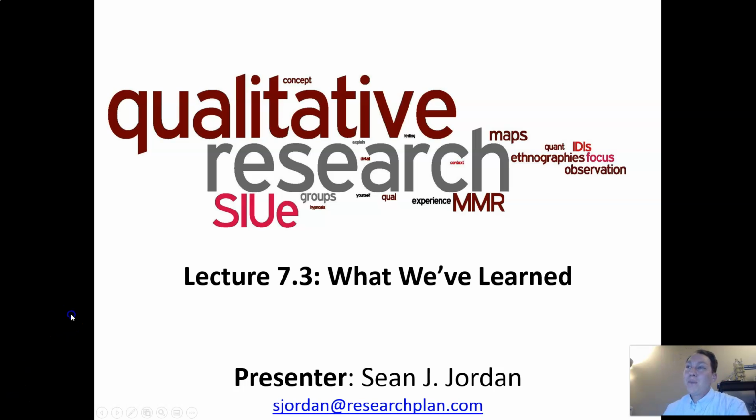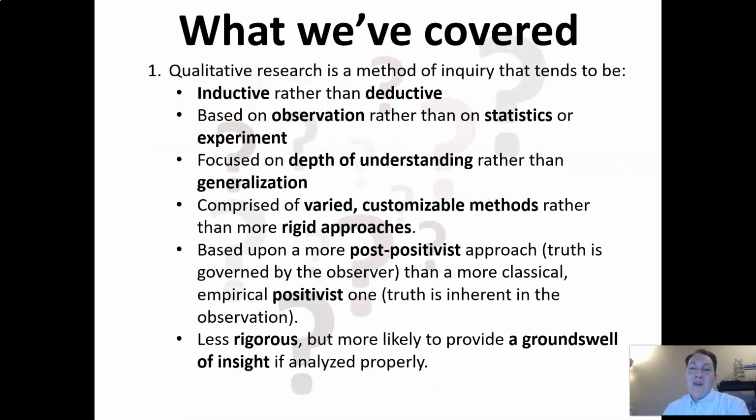So first of all, qualitative research is a method of inquiry that tends to be inductive rather than deductive, so our insights tend to come from the data rather than from a pre-existing theory. Tends to be based on observation rather than on statistics or experimental design. Tends to be focused on depth of understanding rather than generalization. It tends to be comprised of varied, customizable methods rather than more rigid approaches.